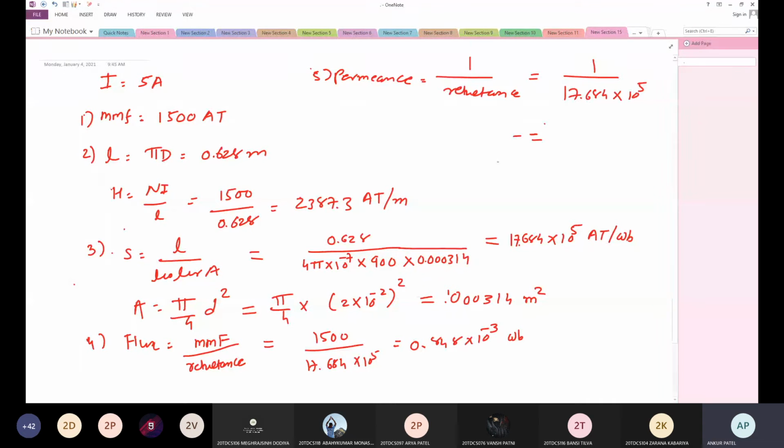The answer is 5.65 into 10 raised to minus 7. What is the unit of permeance? It is 1 upon reluctance, so Weber per ampere turn. So this is your permeance.